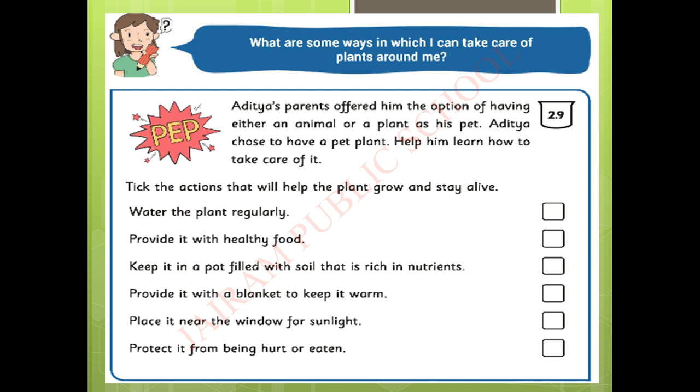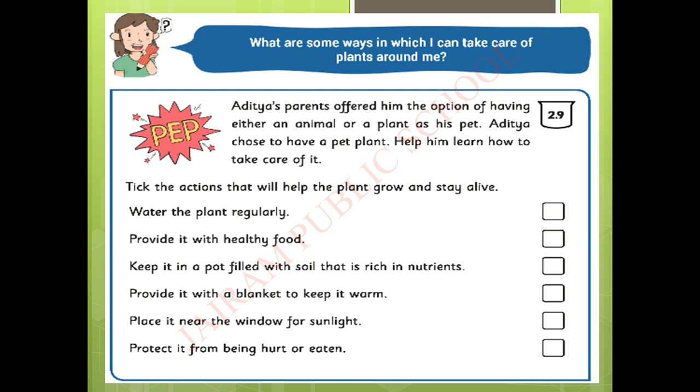So here is a pep activity. The question given here is: Aditya's parents offered him the option of having either an animal as his pet or a plant as his pet. Aditya chose to have a pet plant. Help him learn how to take care of it.